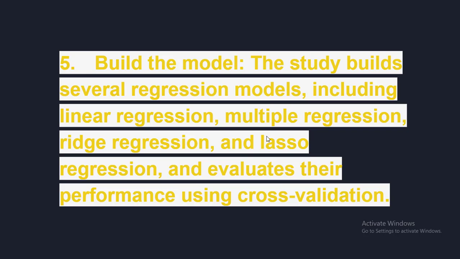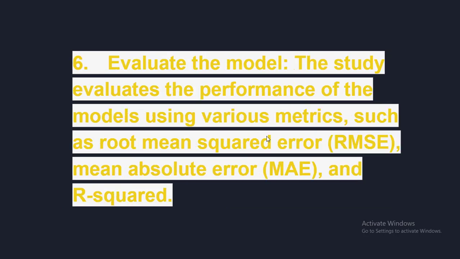This process is repeated several times with different splits of the data in order to obtain an estimate of the model's generalization performance. By building and evaluating several different regression models using cross-validation, we can identify the model that performs the best at predicting house prices based on the predictive variables. We can then use this model to make predictions on new data or to test hypotheses about the relationships between the predictive variables and the response variable.